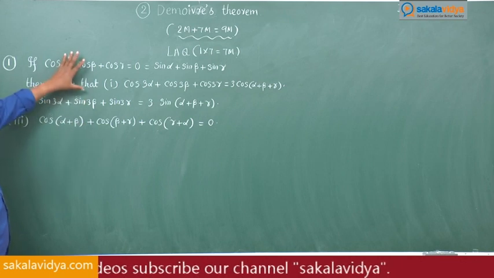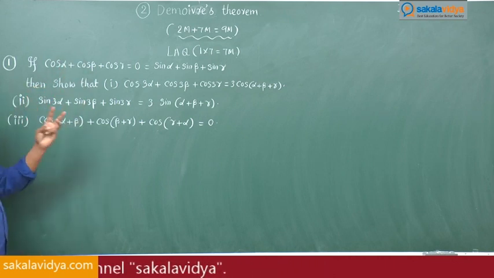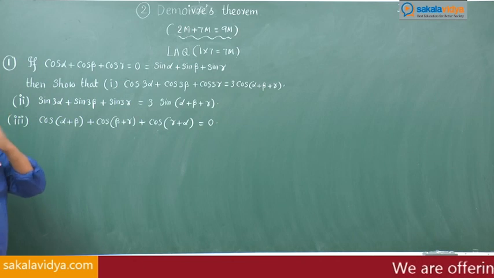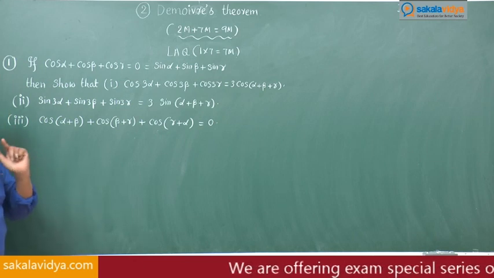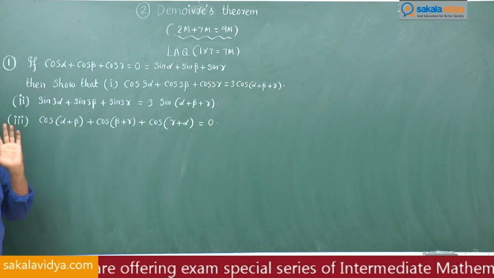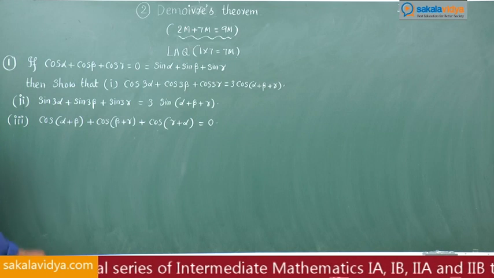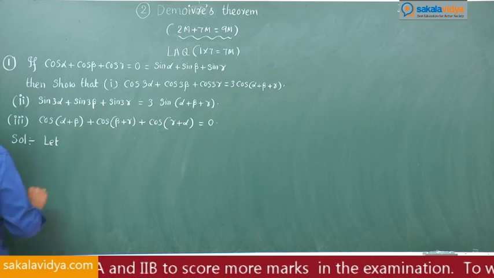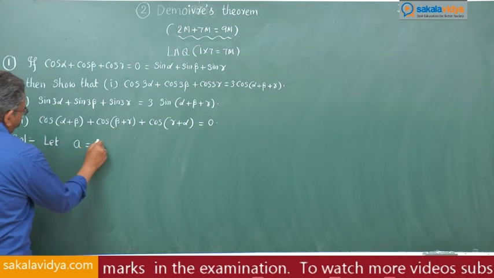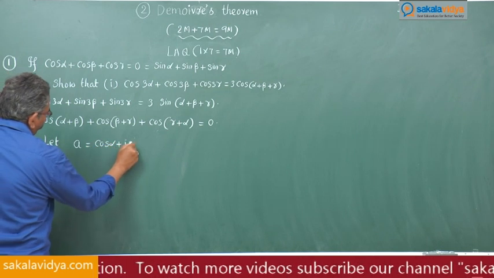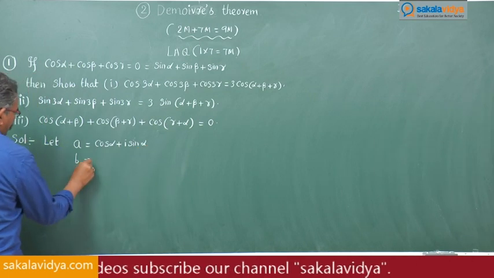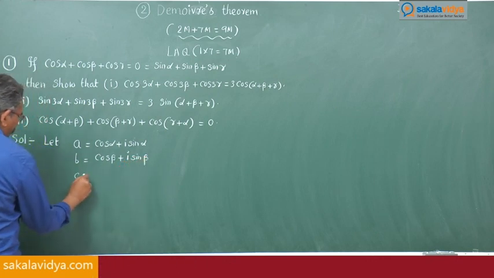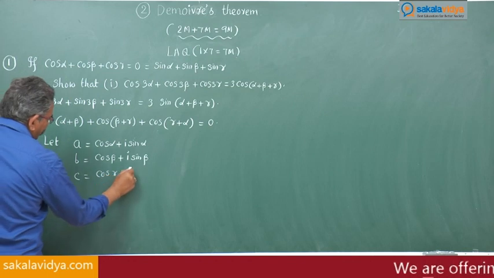So, in order to solve this problem, we have to assume 3 complex numbers which are in the form of cis alpha, cis beta, cis gamma. That means cos alpha plus I sin alpha, cos beta plus I sin beta, cos gamma plus I sin gamma. So, now let us consider a is equal to cos alpha plus I sin alpha, b is equal to cos beta plus I sin beta, c is equal to cos gamma plus I sin gamma.